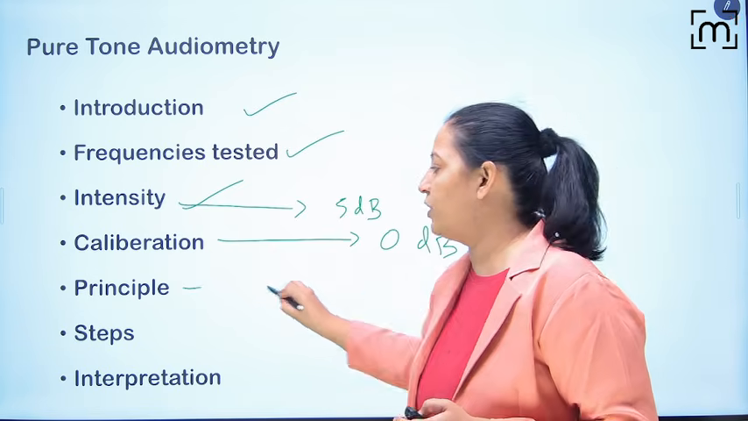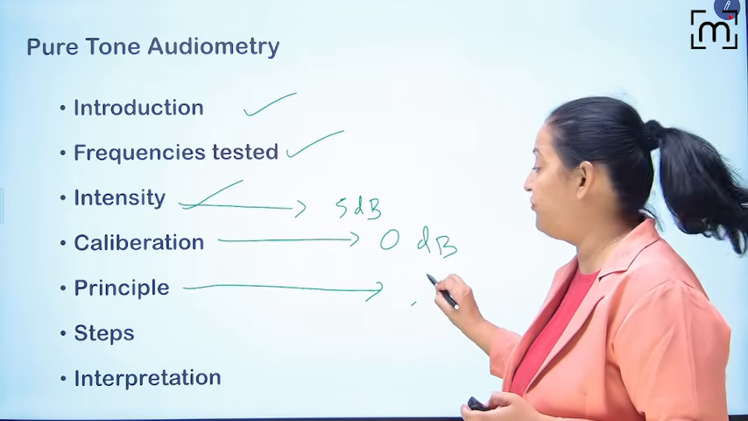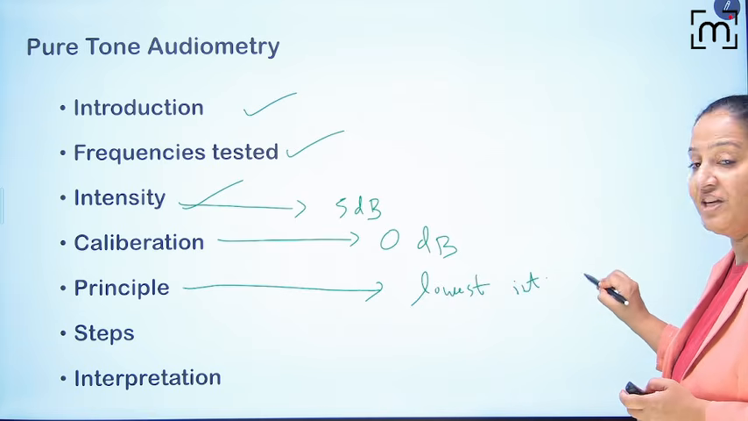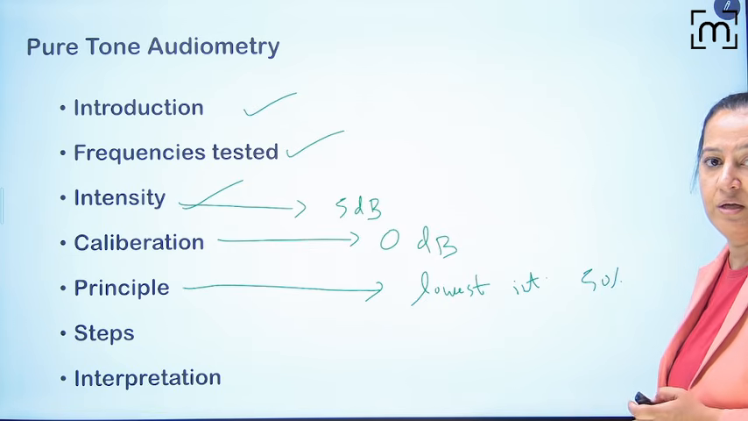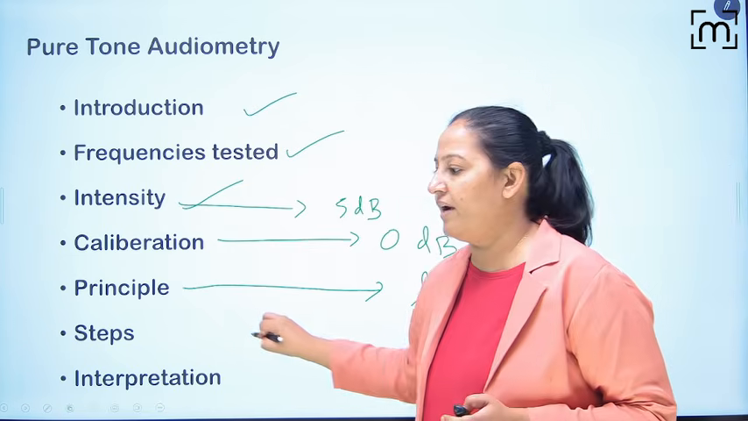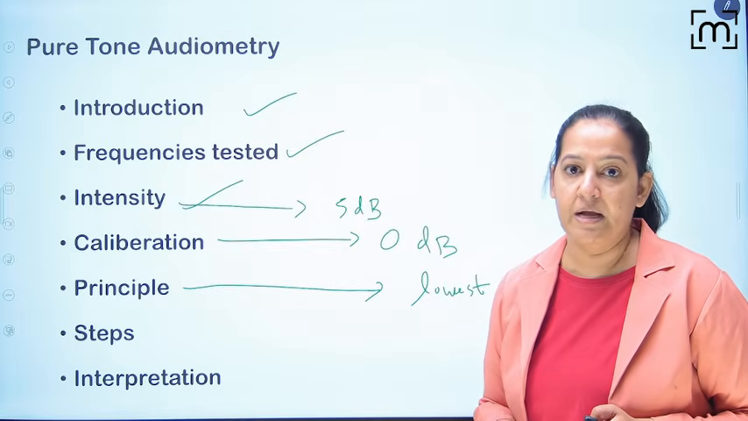Okay, the principle of what we are doing here is to find the lowest intensity at which the patient can hear 50% of the sound. This is known as the threshold intensity. Steps I told you, interpretation I told you. Everyone give me a thumbs up if you got pure tone audiometry. We are done with this test.